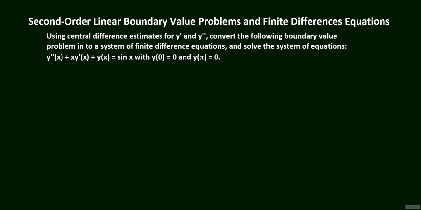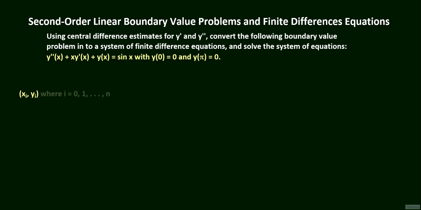In this exercise, we solve a system of finite difference equations to find a set of discrete points that form an approximate solution to a linear second-order boundary value problem. The boundary value problem is given by y''(x) + x y'(x) + y(x) = sin x, with the boundary conditions y(0) = 0 and y(π) = 0. The approximate solution will be made up of points (x_i, y_i) on the interval from x = 0 to x = π.